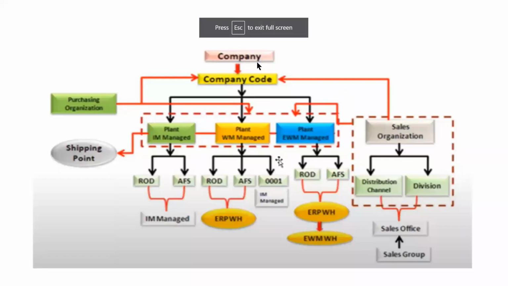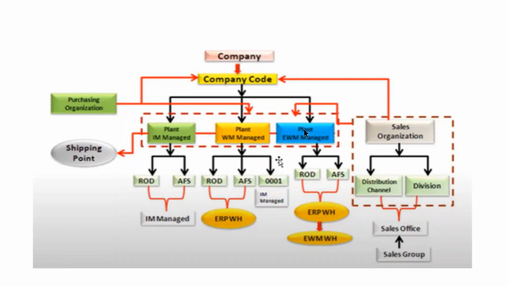See, we have seen the ERP structure. A company is there, under that company code is there, plants will come. See, they are IM managed plants. Here one thing you can see, plant IM managed. This IM managed means it will go to the IM managed storage locations only. This ROD and AFS, they are IM managed. It is nowhere related to the warehouse. And here plant, again it is warehouse managed, only warehouse managed. And ROD and AFS are warehouse management, and it is only related to the ERP warehouse.